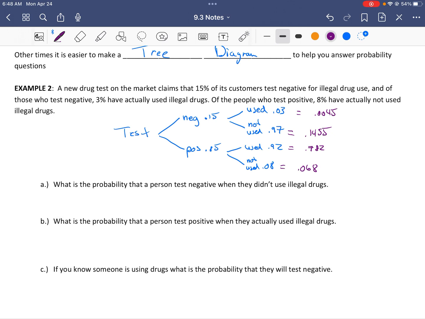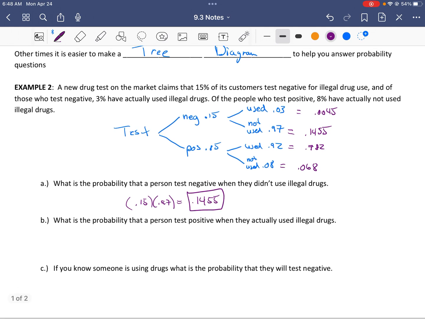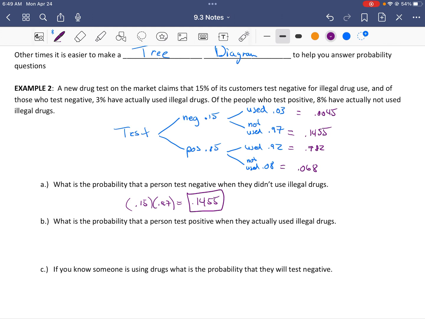It says, A, what is the probability that a person tests negative when they didn't use illegal drugs? So test negative, did not use. That's that 0.15 times 0.97, 0.1455. Again, just like a lot of things in this class, the reading is very important. B, what's the probability that a person tests positive when they actually used illegal drugs? Well, test positive, 0.85, and actually used, 0.92. That's the 0.782.